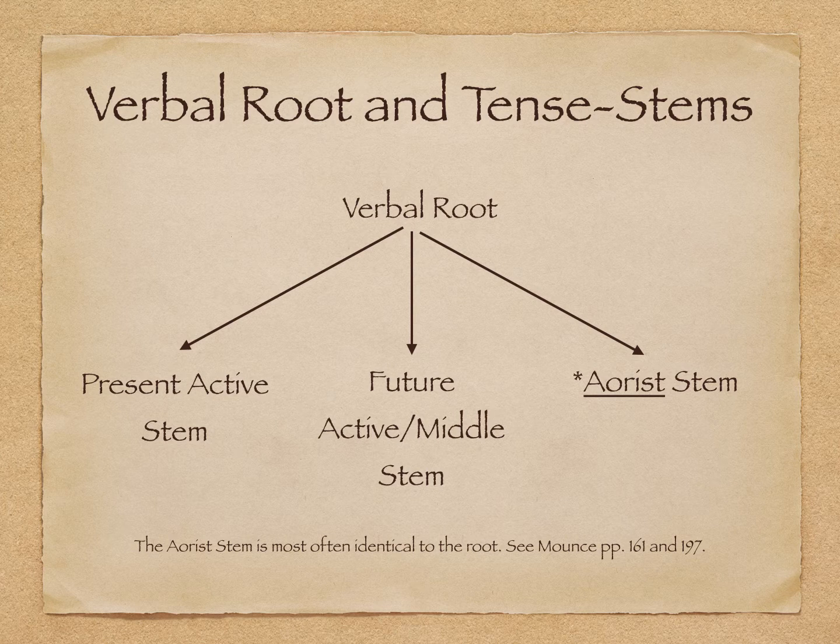The present active stem specifies it in the present tense form and active and so on, future, and then the aorist that we'll deal with soon. Let me just note this. The aorist stem is most often identical to the root. That is the tense form that is most often identical to its root. This will make sense further, but I want to show this chart today. This chart is actually in the next chapter, chapter 20 of Mounce, but I want to show it to you today to just have you thinking about it as we go.